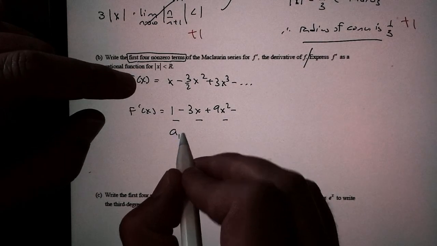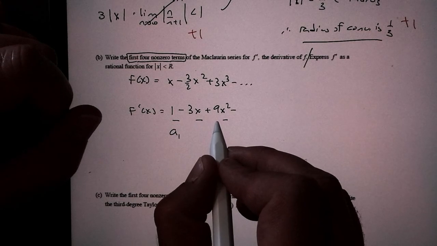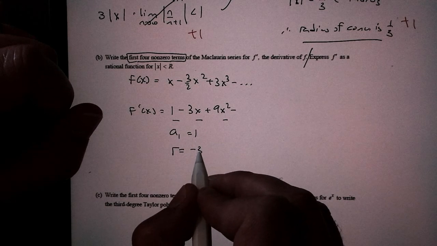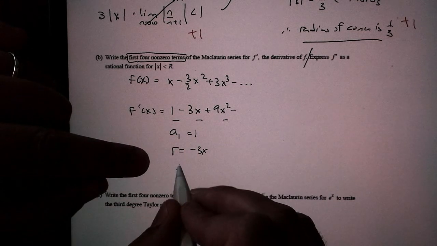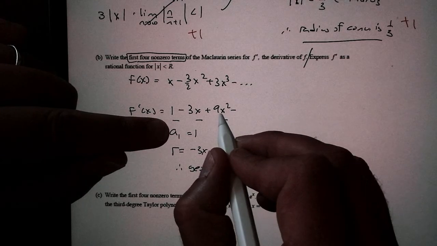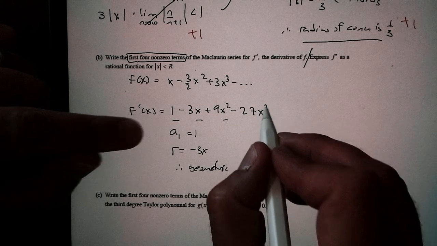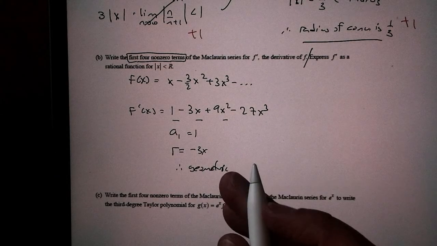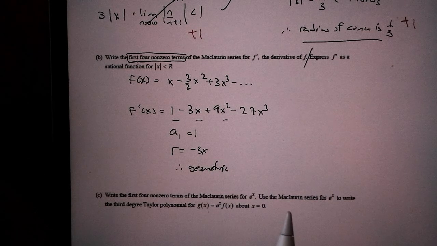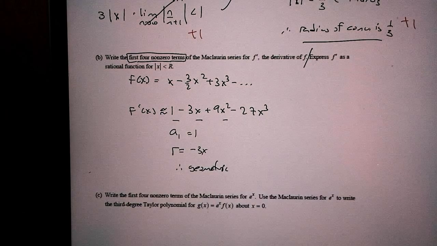My first term is 1. I'm multiplying by negative 3x here, and I'm multiplying by negative 3x here. That's a common ratio, negative 3x. This is geometric. So my next term is going to be multiplying this by negative 3x, so minus 27x cubed. Now, we're going to stop here, because they only want us to write out the first 4 terms, so we should probably say approximately.